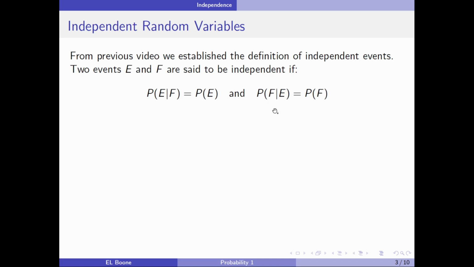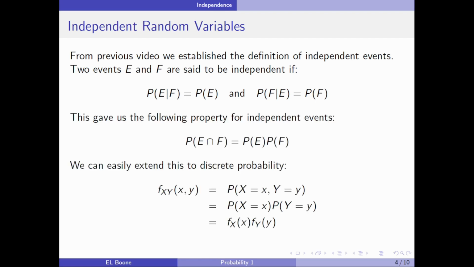This is a big idea, because when you do your experiments, you want to try to make them independent of each other. So this gave us this property: the probability of E intersect F is equal to the probability of E times the probability of F.